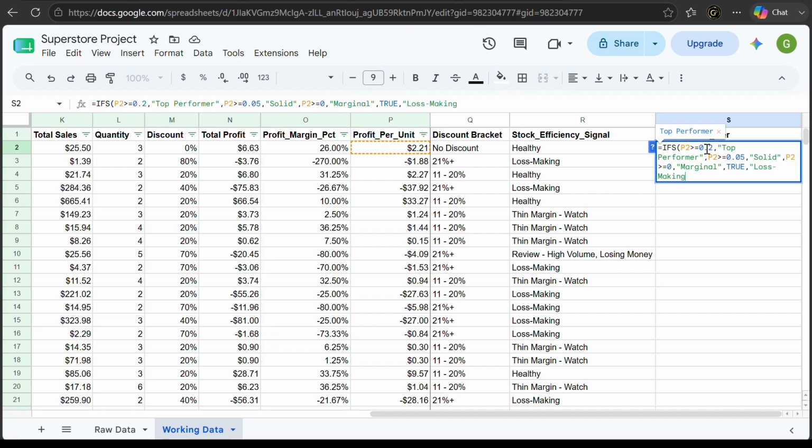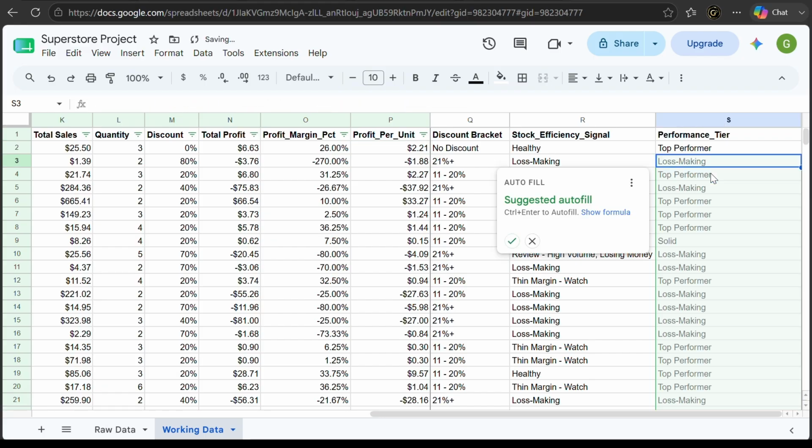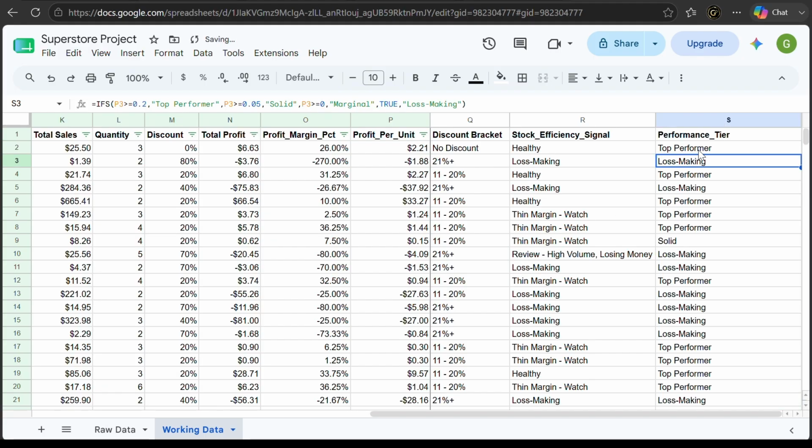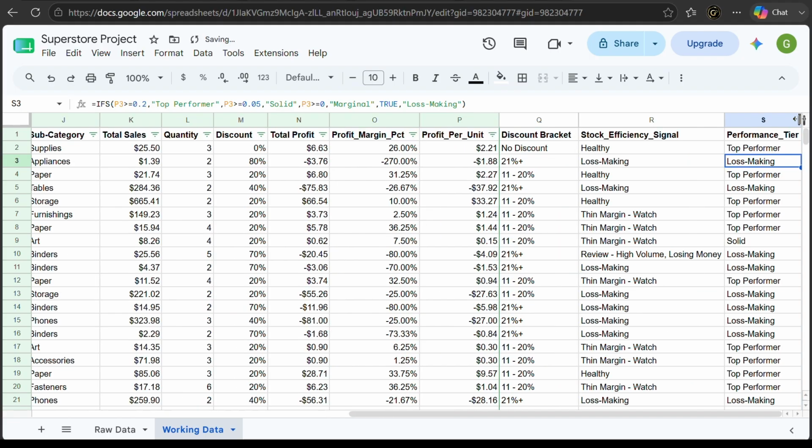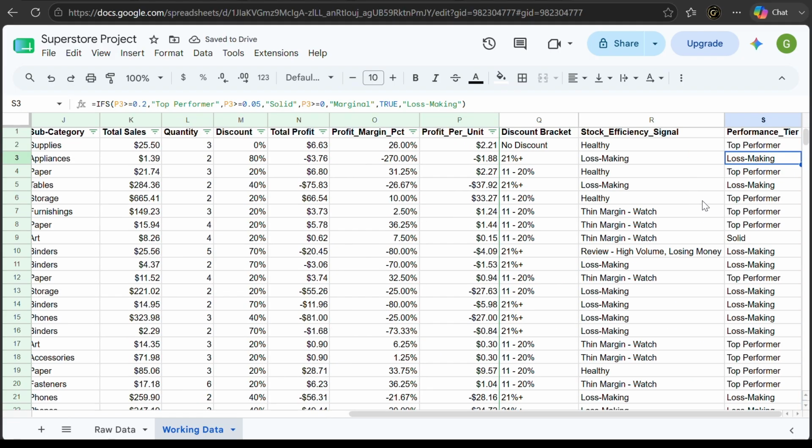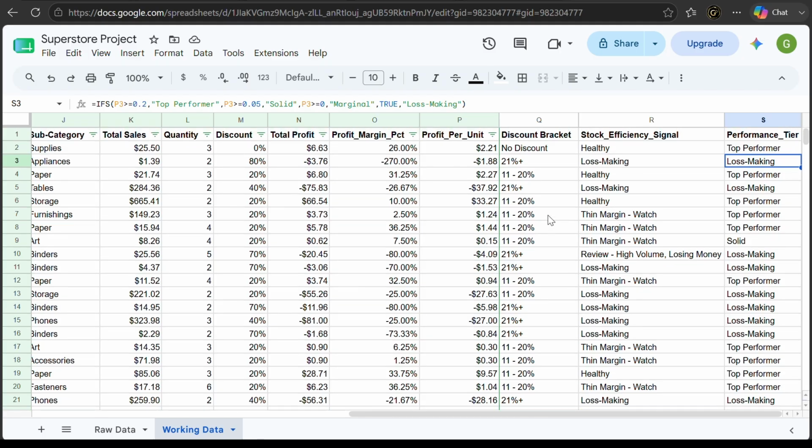making. All right, so you can see my formula bar here to see the full formula, and then I'll just press enter, and then you can see I can then autofill it. So I have top performer and loss making, top performer, solid, and the rest of them. So that will be that on this worksheet.